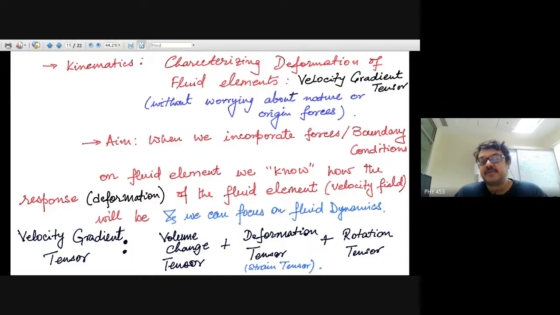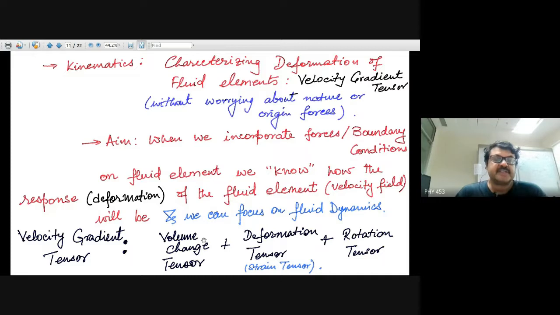And when we apply the forces, we know how the full fluid element will be moving, changing velocity vectors as a function of x, y, z, and then we can basically focus on the fluid dynamics, right? So then we know how the motion of the paths are going to be, how to characterize it in terms of tensor. And then when you apply a pressure gradient or a viscous gradient or a boundary condition or electric gradients, suppose if the fluid was charged, then we know the response. So that's why we had first discussed the kinematics, then we moved to the full description of fluid flow.